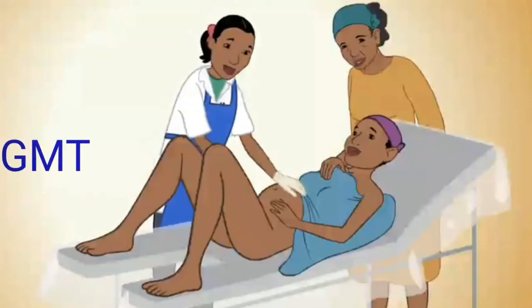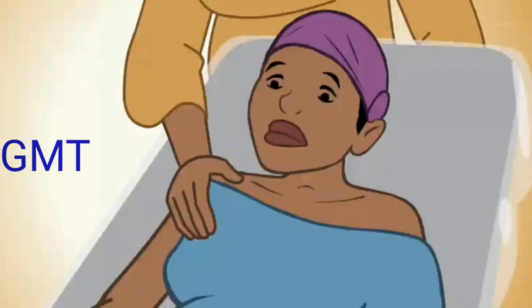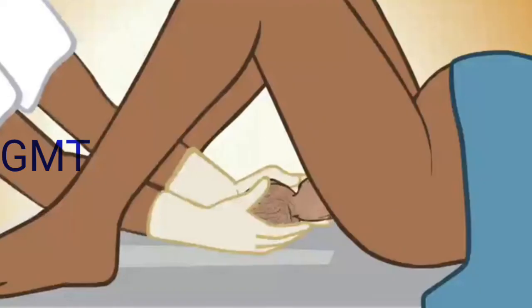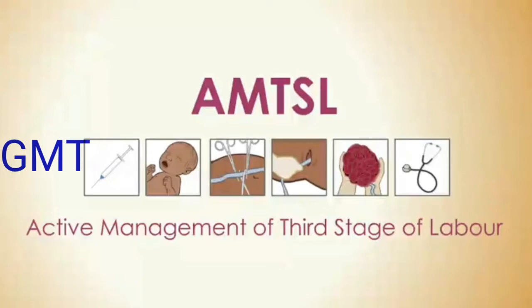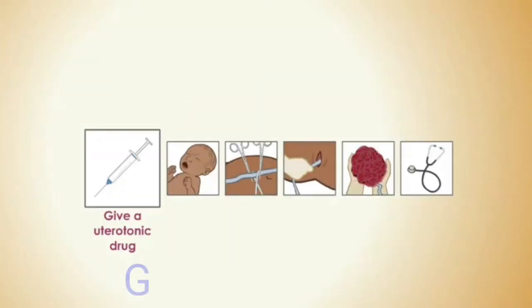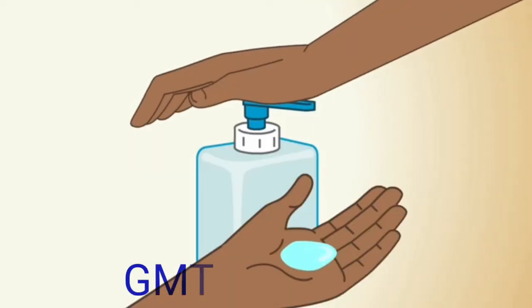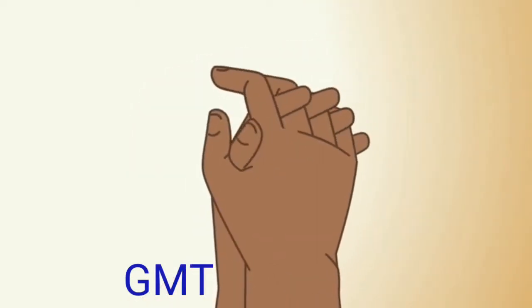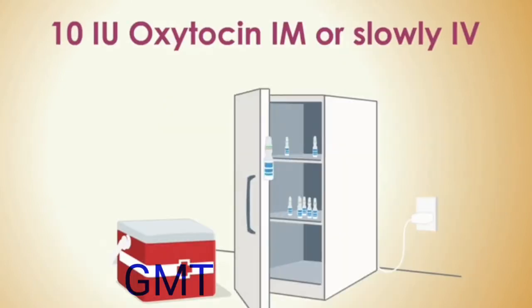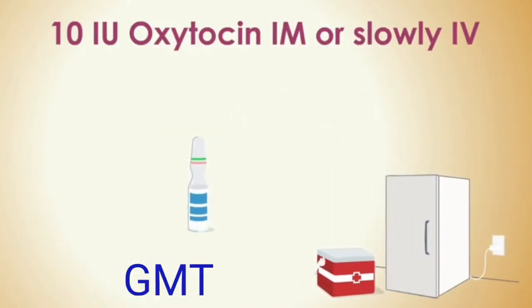During the third stage of labor, you can perform a series of procedures to reduce the risk of postpartum hemorrhage. This intervention is called active management of third stage of labor. Give a uterotonic drug. Prepare to have a dose of oxytocin ready before the birth.